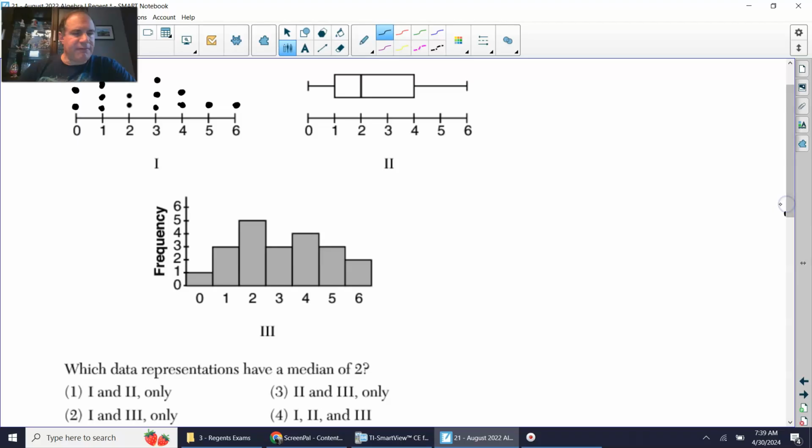So we're looking for a median of 2. I know that this right here, this is the median. This is the Q2. So that's the median. So I know that 2 is definitely an answer. So that means 3 is out and 2 is out. So it could be 1 and it could be 4.